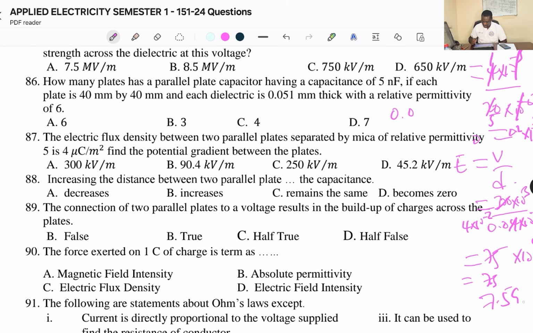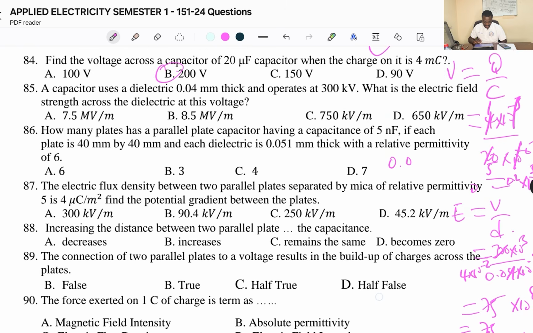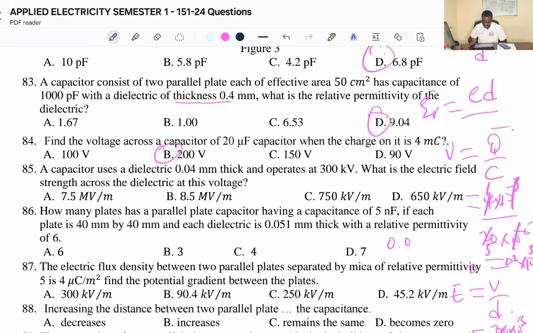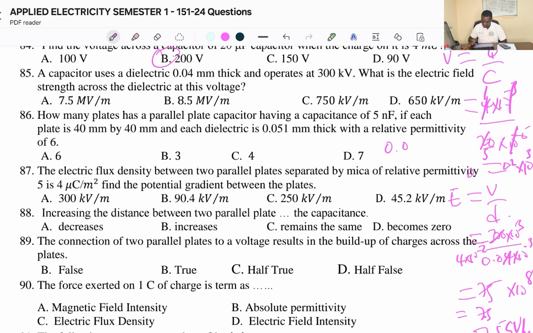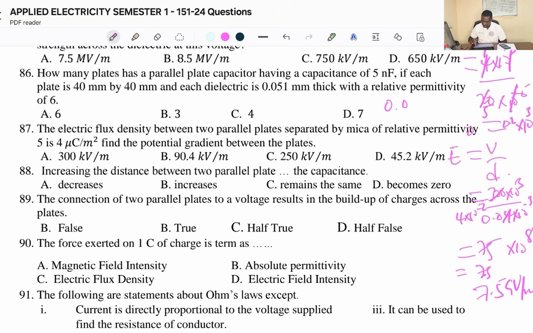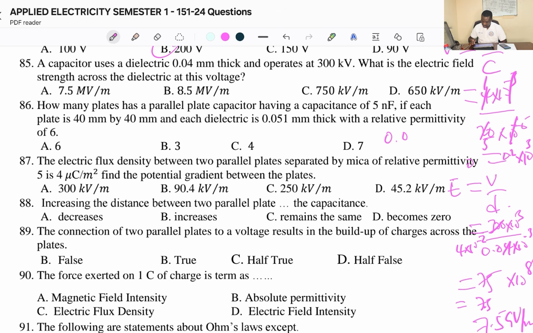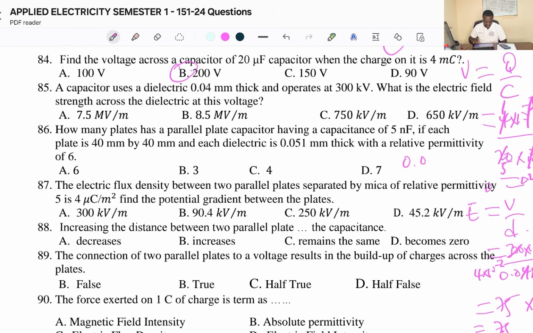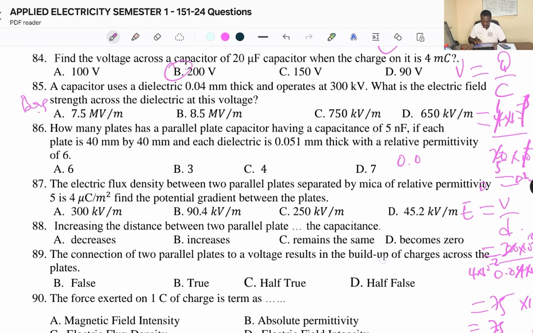Gigavolts per meter, right? So this question was given as a bonus, right? Because the answer is not there. All these options are kilo, even though this is right. If it's mega, you have to have 7,500. So it was given as a bonus, because the answer is not there.